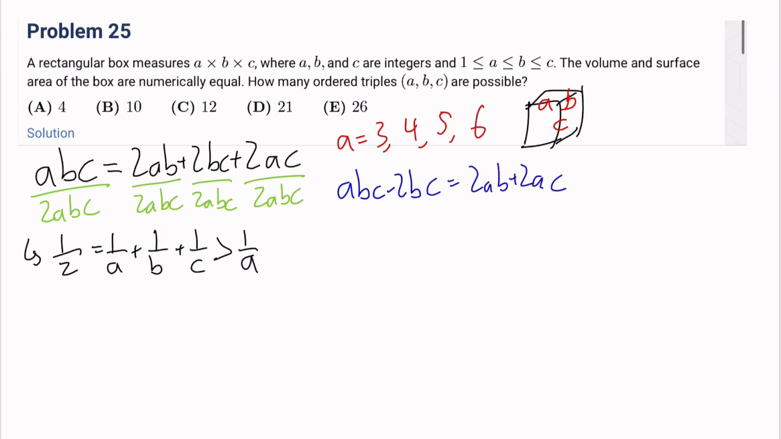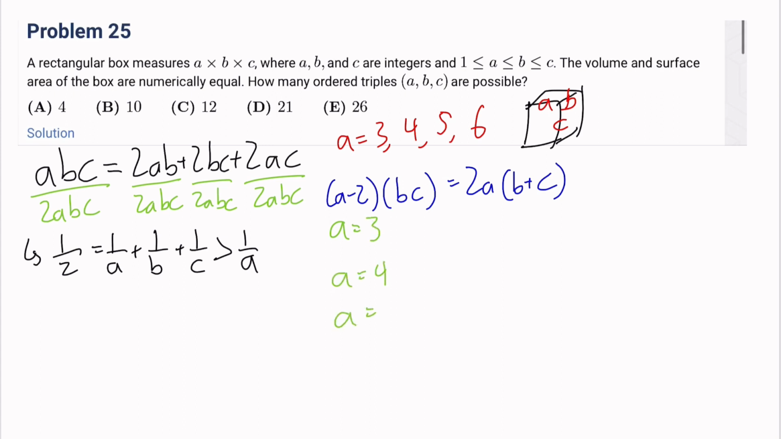And combining like terms, we get A minus 2 times BC. This equals 2A times B plus C, right? And so now we plug in the possible values for A. A can be 3, 4, 5, and 6. Right, so first let's deal with the case where A equals 3.